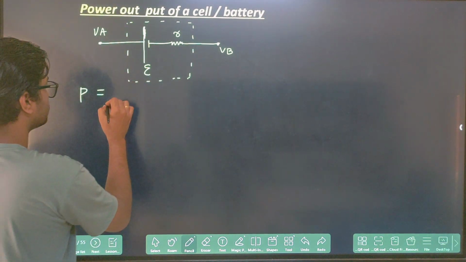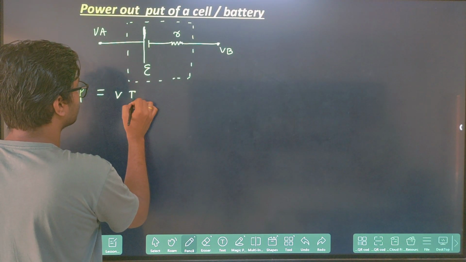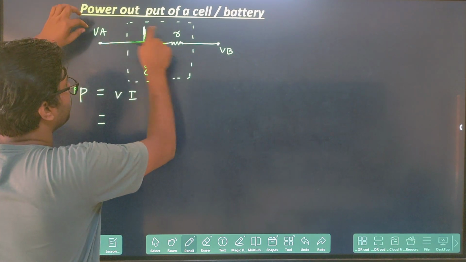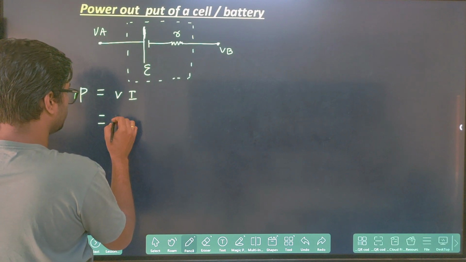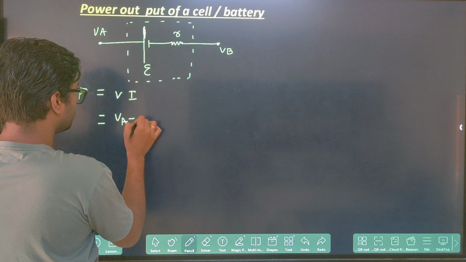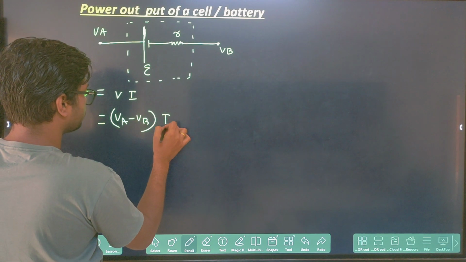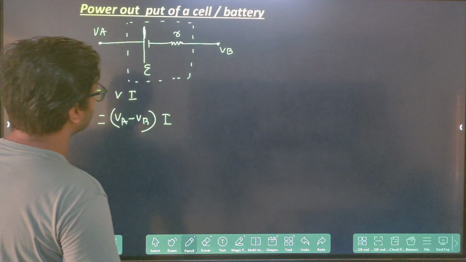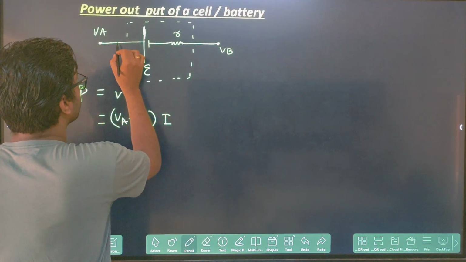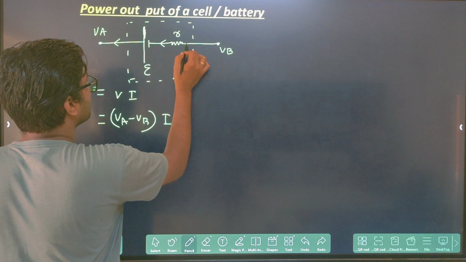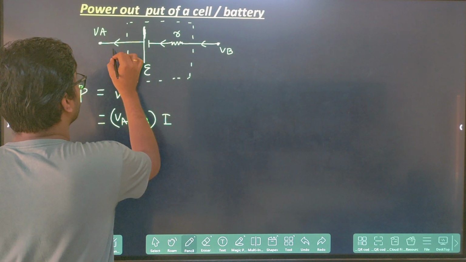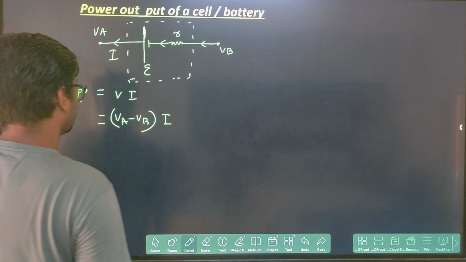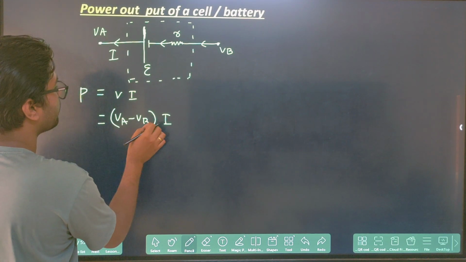So power can be written as V into I, right? V you can write as VA minus VB. This will be VA minus VB into I. Clear? Now the first condition I am taking: I am taking the current along this direction. I is along this direction. Now tell me what will be the power. So you will say that power equal to V into I, VA minus VB into I.